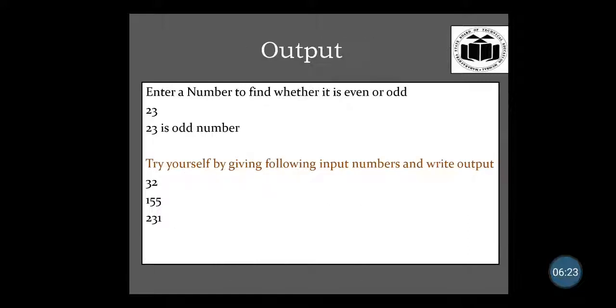Before the second program, see the output. We get on the output screen: enter a number to find whether it is even or odd. We have to enter any number. I have entered 23, so the message will be automatically displayed: 23 is odd number. You can try yourself by giving different inputs after execution of the program, so that your concept will be clear about what the output of that program will be. Just give input 32, 155 or 231, or any other input you want.